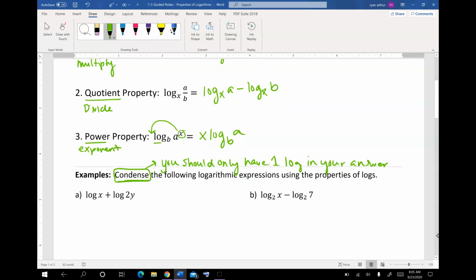Now, they have to have the same base. I'm not going to give you any that don't have the same base, but that can be in a different math. In this math, we're going to keep it pretty simple and straightforward. They'll all have the same base. But that is part of the properties. It must have the same base.